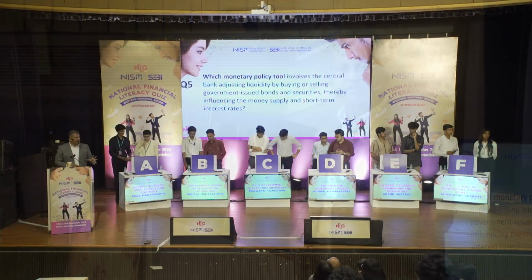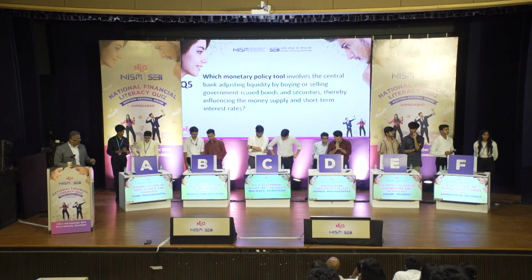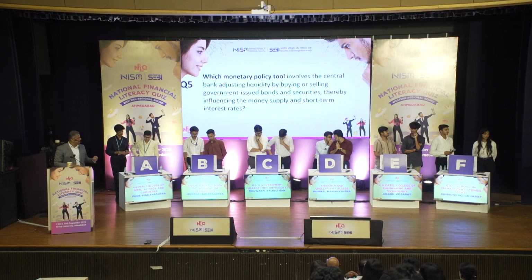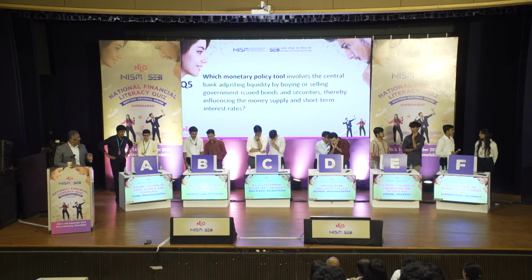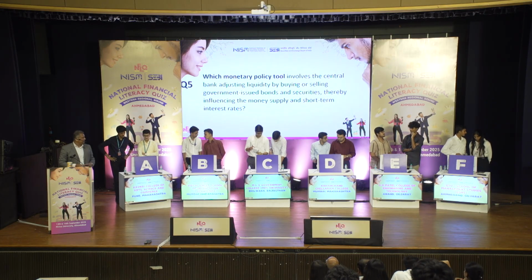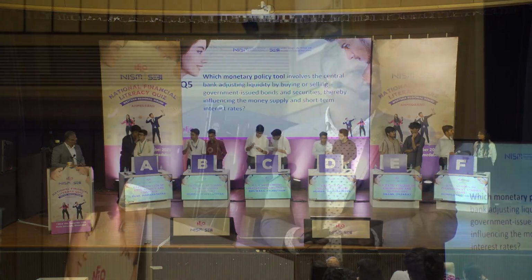2 questions to go before the buzzers. Let's take a look at question number 5 for team B. Which monetary policy tool involves the central bank adjusting liquidity by buying or selling government issued bonds and securities, thereby influencing the money supply and short-term interest rates? Team B. Anybody blocking clues? Open market operations. They didn't even let anybody block clues. 25 points. Very, very nice. 25 to team B for Bombay. They're actually from Mumbai, so it works, I guess. Open market operations is what I was looking for.